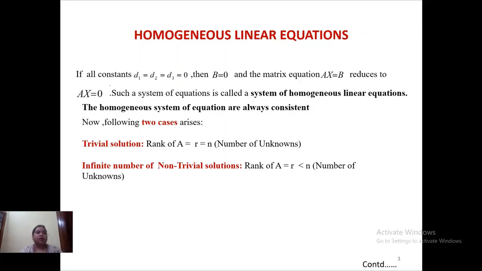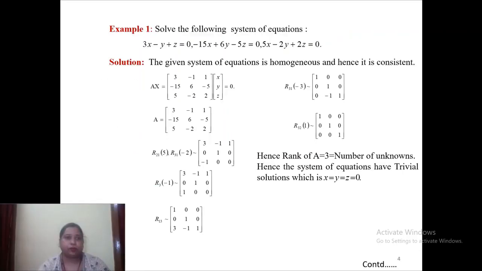Now two cases arise: whether the solution is a trivial, unique solution, or an infinite number of non-trivial solutions exist. For this, we first find the rank of the matrix A. If the rank of the matrix is equal to the number of unknowns, then the system is said to have a unique solution, the trivial solution. And when the rank is less than the number of unknowns, then an infinite number of non-trivial solutions exist.